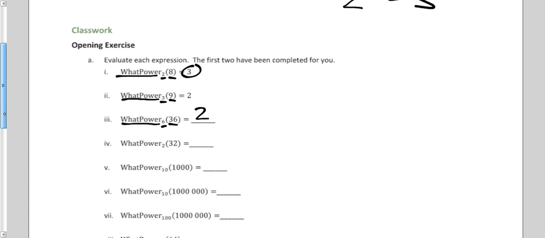Okay? What power of 2 gets me 32? We answered this question yesterday. It's 5, right? Nick, you got it. What power of 2 gets me 32? The answer is 5. What power of 10 gets me 1,000? 3. Good.